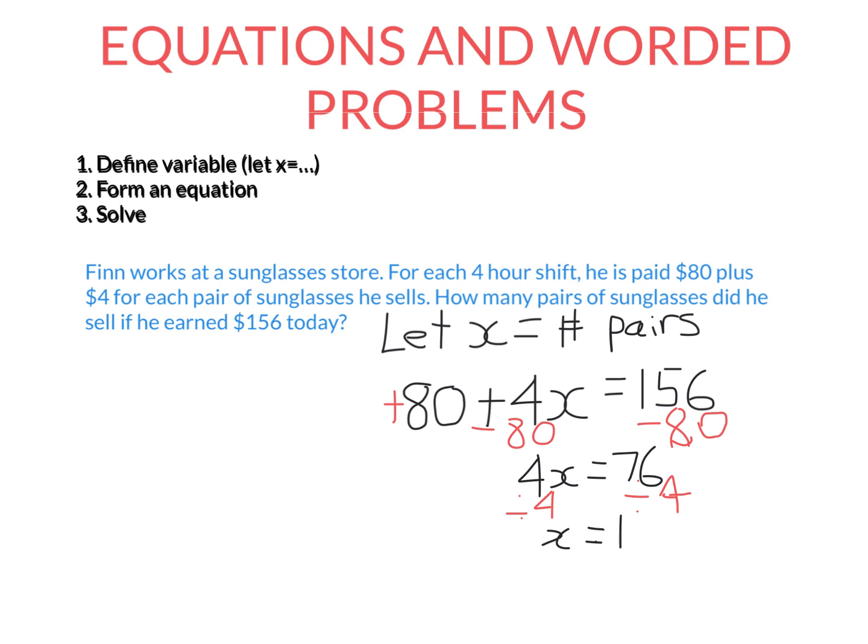So just have a think, what did we actually find here? We found that x was 19, but x was the number of pairs of sunglasses. So that means he sold 19 pairs of sunglasses. So Finn would be paid 19 times 4. He'd be paid $76 from the sunglass sales, plus the $80 per shift gives him $156 in total.